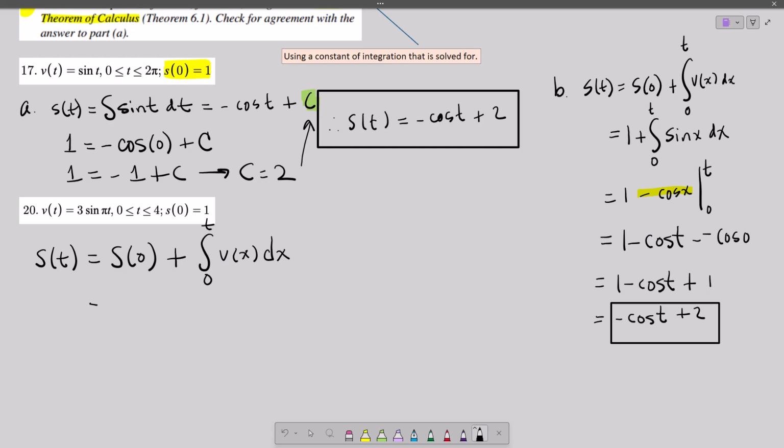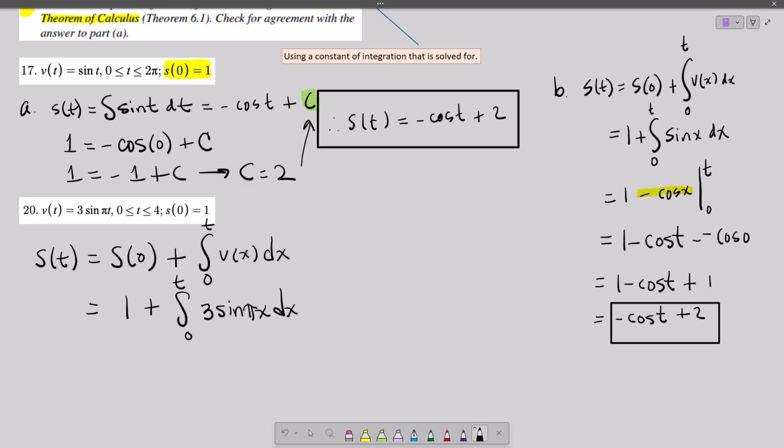S of 0, that's 1. So 1 plus the integral from 0 to t of 3 sine of pi, but we're going to make it an x instead of a t, so we don't have any conflict.